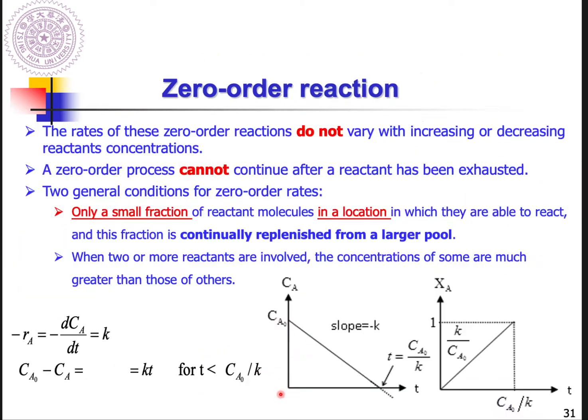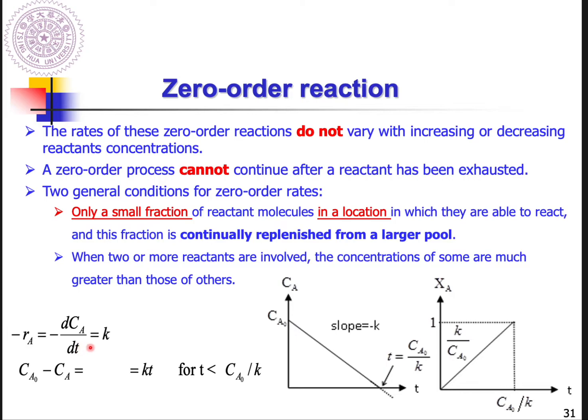Okay, so the third one will be the zero order reaction. For a zero order reaction, the rate does not vary with increasing or decreasing reactant concentration. So when you write down the zero order reaction, it becomes like this: k CA0, so it equals k. So as this is a rate constant, the consumption rate of reactant A is not related to the concentration of reactants.